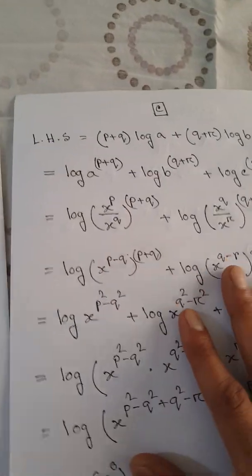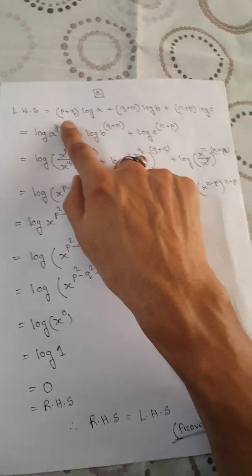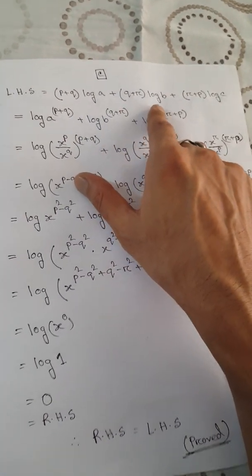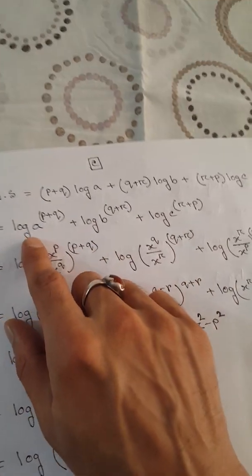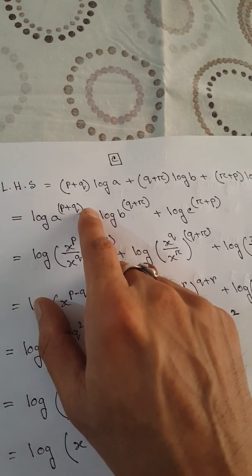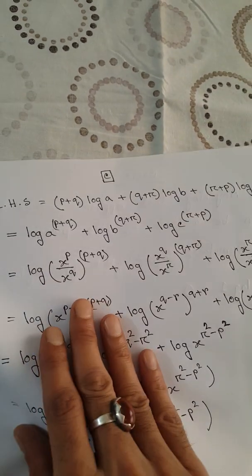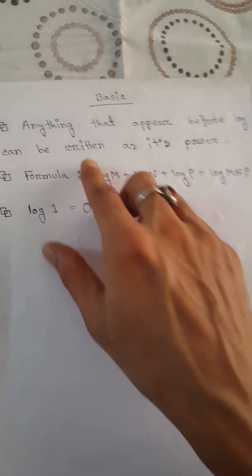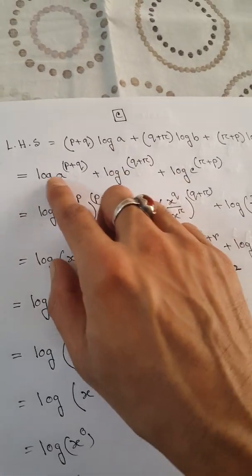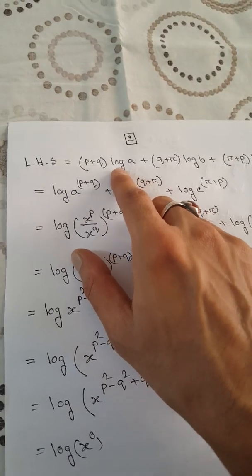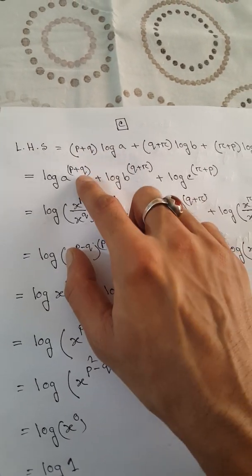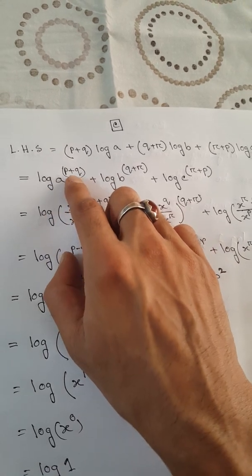At first we write down the left hand side. The left hand side is: p plus q into log a plus q plus r into log b plus r plus p into log c. In the second line we write log a to the power p plus q, but here there was p plus q times log a. Why is that? There is another basic. Anything that appears before log can be written as its power. So here p plus q appears before log, so we can write p plus q as the power. We write it as log a to the power p plus q.